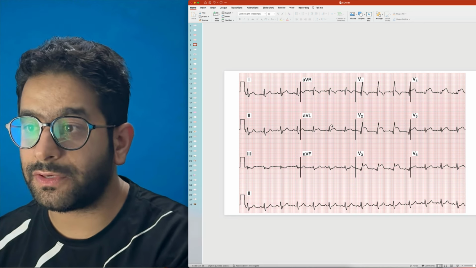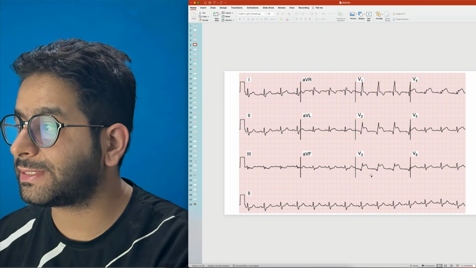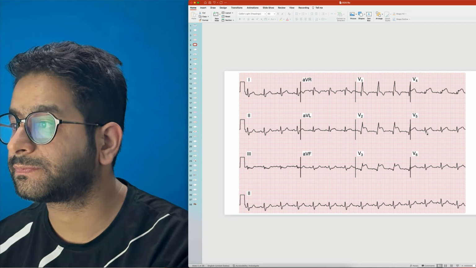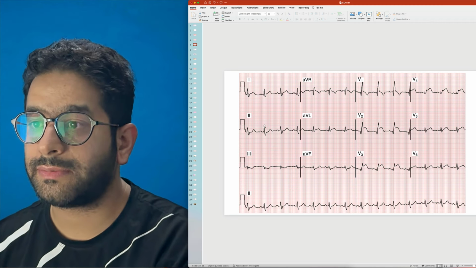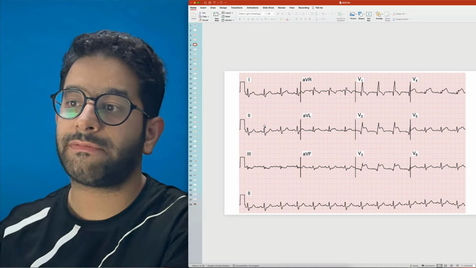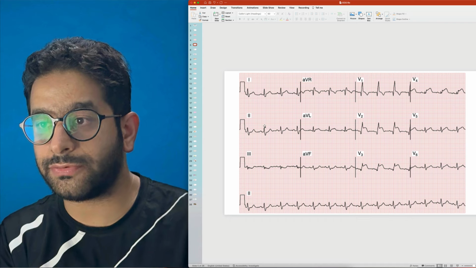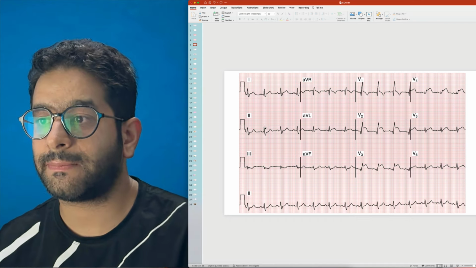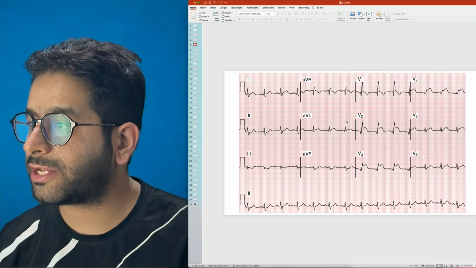Another ECG in that video was this. You have ST segment elevations in the anterior precordial leads V1 through V4, even V5. And you have depressions in the reciprocal inferior leads. Remember, if you have elevation in the anterior leads, you will have depression in the reciprocal inferior leads. If you have ST elevation in the inferior leads, you will have reciprocal depressions in the high lateral leads, that's 1 and aVL.